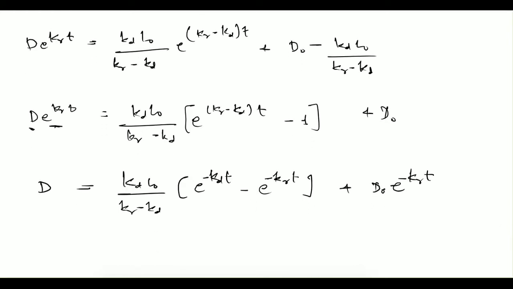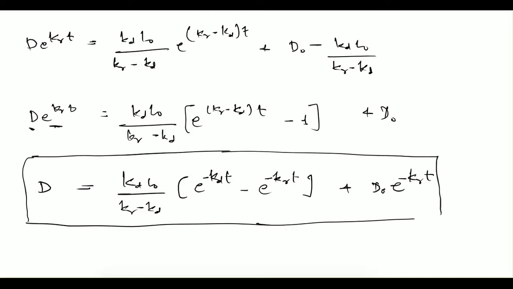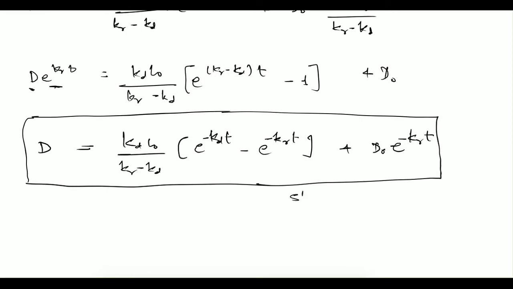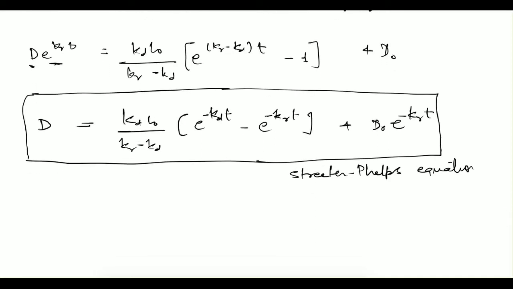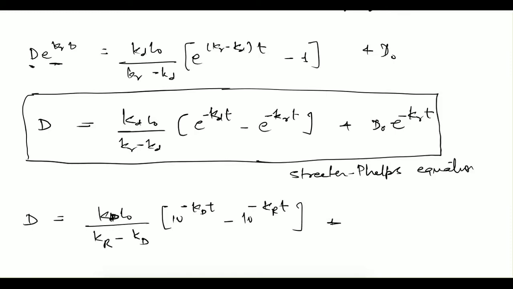So this equation is your general equation for oxygen deficit, and this is also known as the Streeter-Phelps equation. This can be converted into base 10 also, that is D is equal to KD L naught, where K is capital D for base 10, and similarly capital R, divided by KR minus KD, into 10 to the power minus KD into t minus 10 to the power minus KR into t, plus D naught 10 to the power minus KR into t.